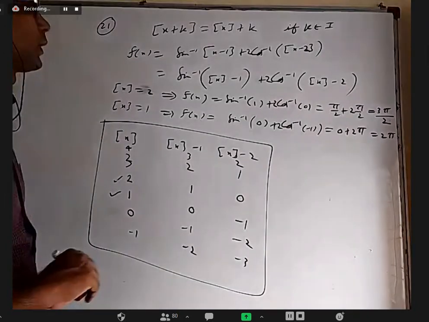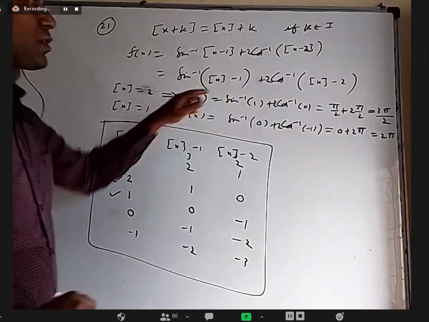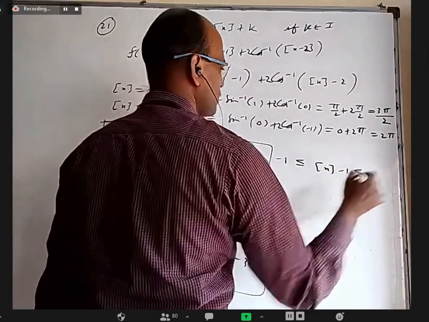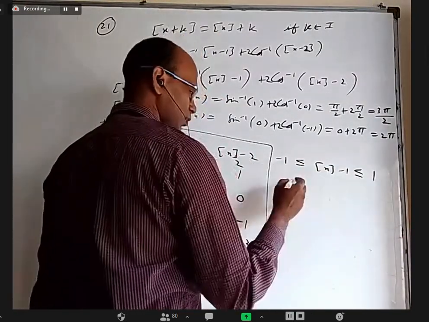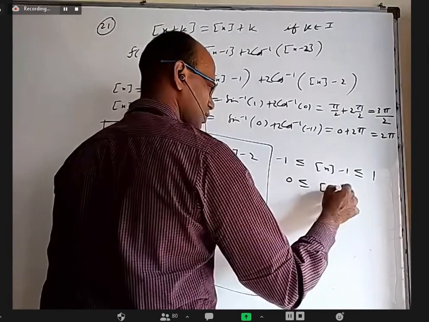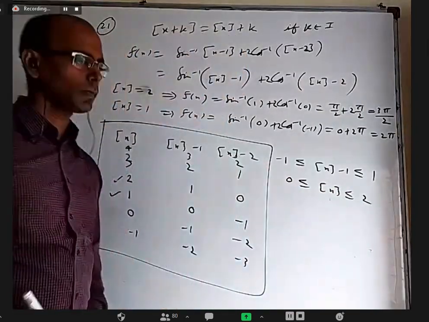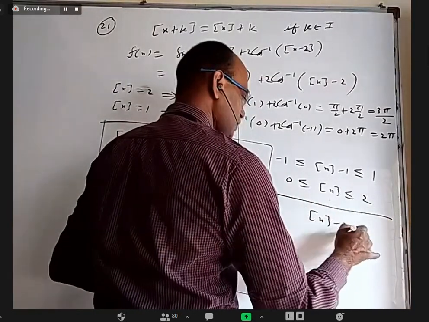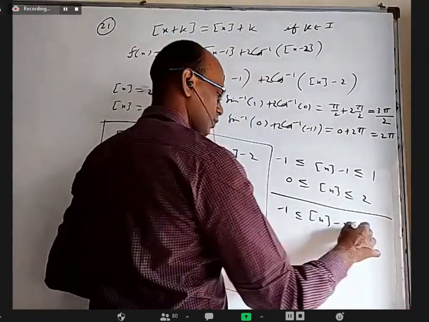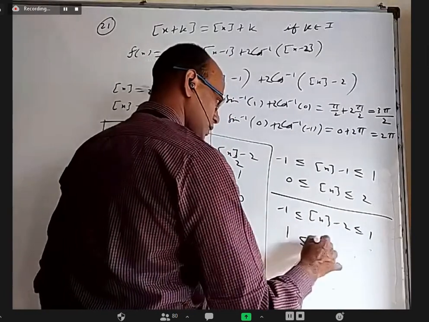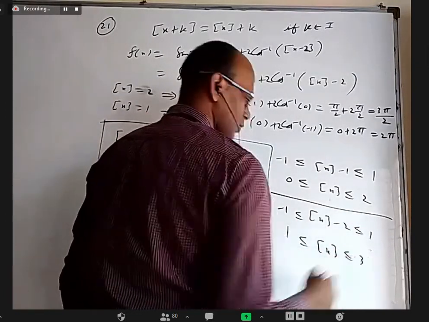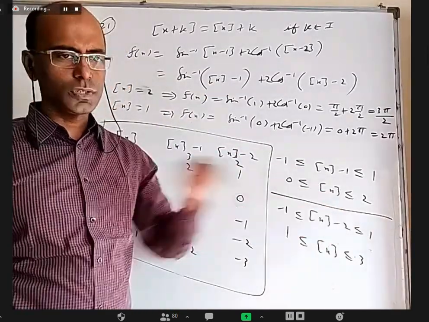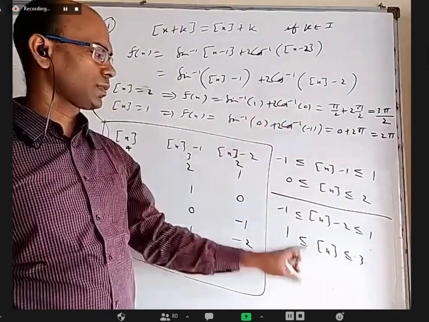What is that? This should be between -1 and 1 for this to be defined. -1 less than or equal to integer part of x minus 1, less than or equal to 1. When I add 1, 0 less than or equal to integer part of x less than or equal to 2. Whereas for this, integer part of x minus 2 would be between -1 and 1. When I add 2, 1 less than or equal to integer part of x less than or equal to 3. So for the first one to be defined, integer part of x should be in the closed interval 0 to 2, and this should be between 1 to 3.